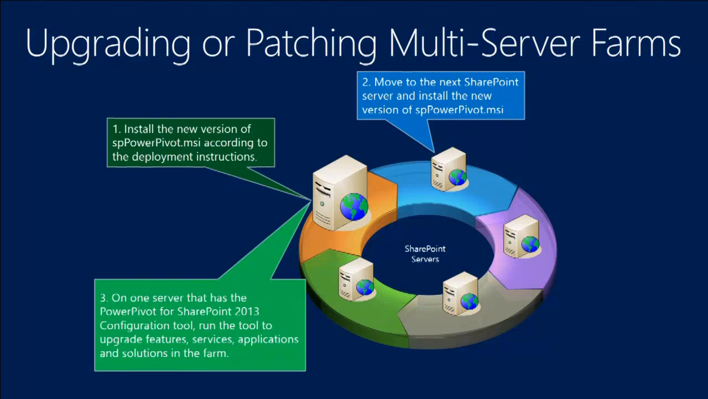Otherwise, your system isn't functioning anymore, and you do this very conveniently by running the config tool. It'll compare the versions, and it will automatically switch into this upgrade mode. And you only need to do this now on one server, and we update the farm. In 2010, you had to go to every Power Pivot server and do this over and over.